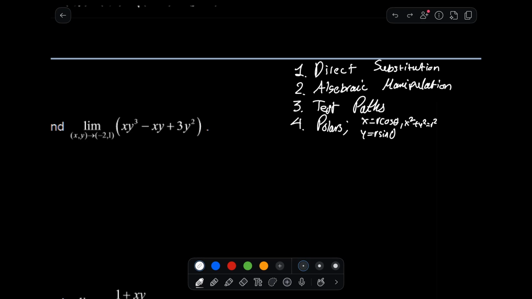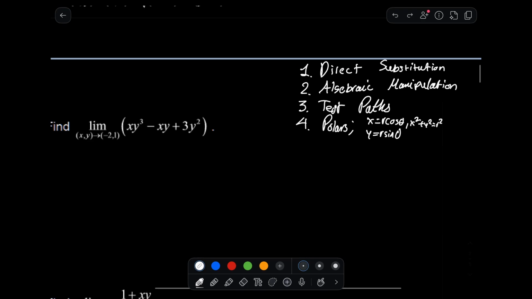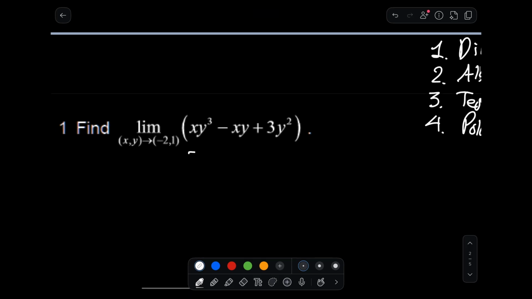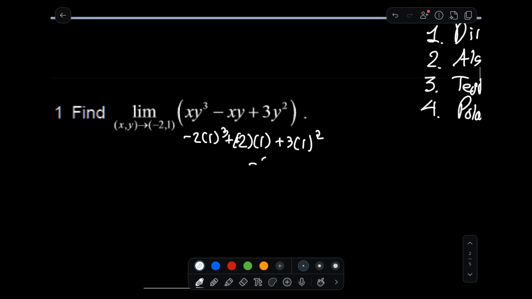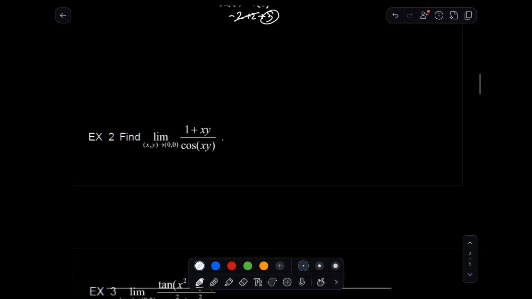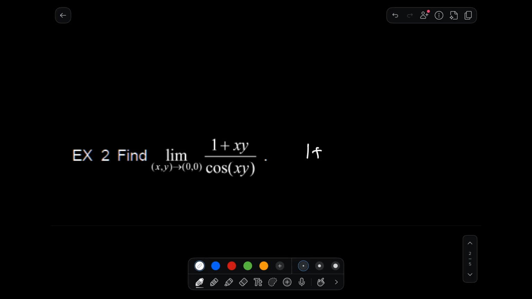Example 1 is probably the most straightforward example you will see in any video in our series. Just plugging and chugging. So it's going to be just a lot of boring math. 3 is our answer. For 2, let's just try direct substitution. So just plug in 1 plus 0. 1 over 1 equals 1. It's pretty nice.